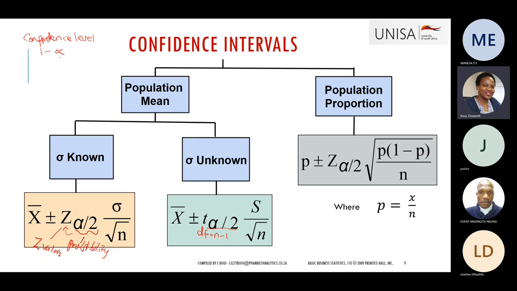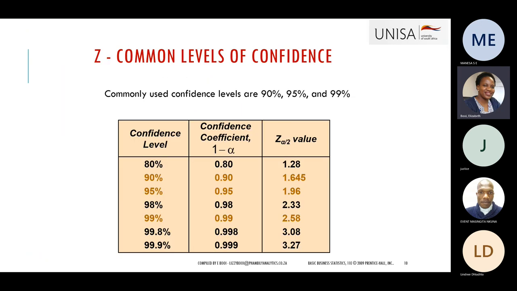Now, let's look at how we find the critical value. So here is a short table. You can take this and put it somewhere where you can use it for reference, especially now since you're writing online. You can remember and memorize some of these values as well, which makes it easy. When you practice, the most commonly used critical values are for the 90, 95, and 99 confidence levels.